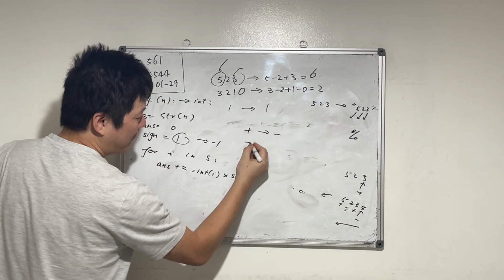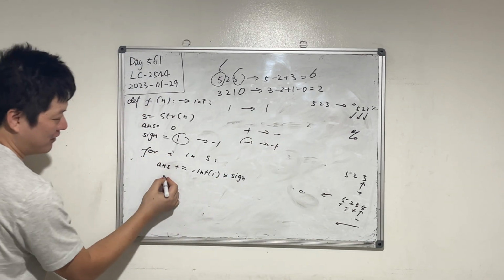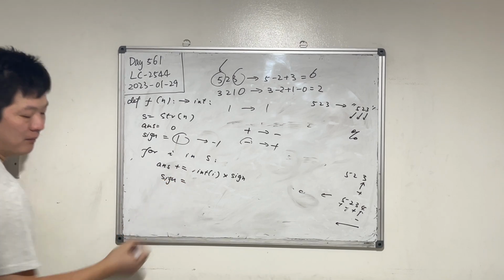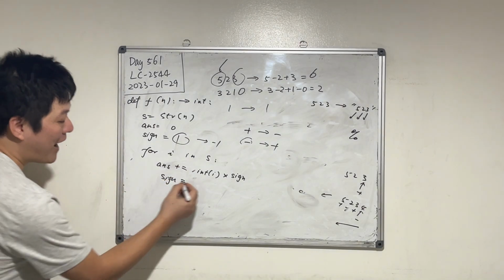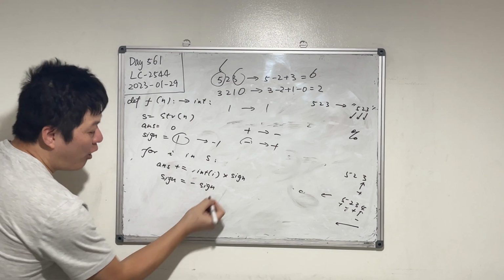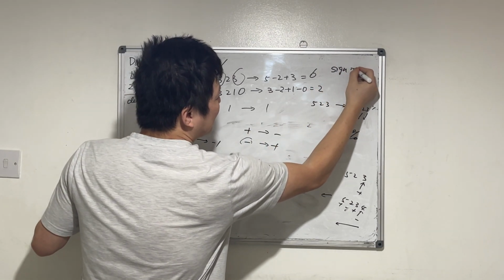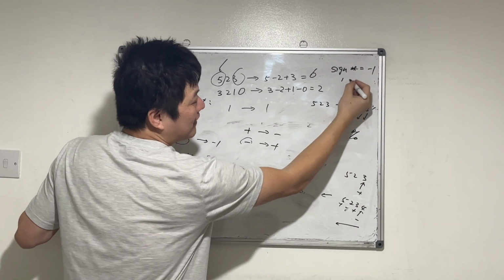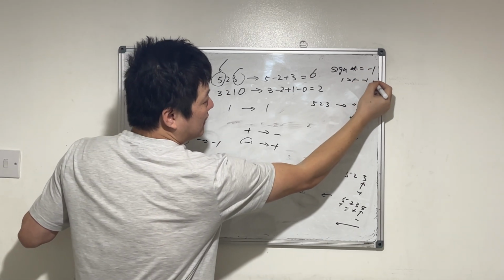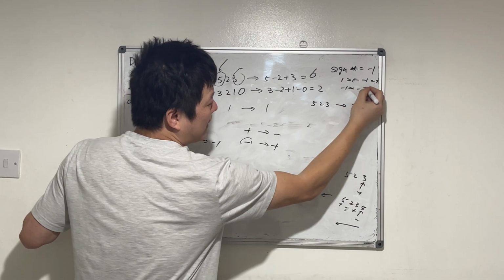Plus, make it minus. If it's minus, I want to make it plus. How do I do this? Sign equals what? Equals minus sign. Good job. Or another way: sign equals sign times minus 1. 1 times minus 1 is minus 1, and minus 1 times minus 1 is 1.